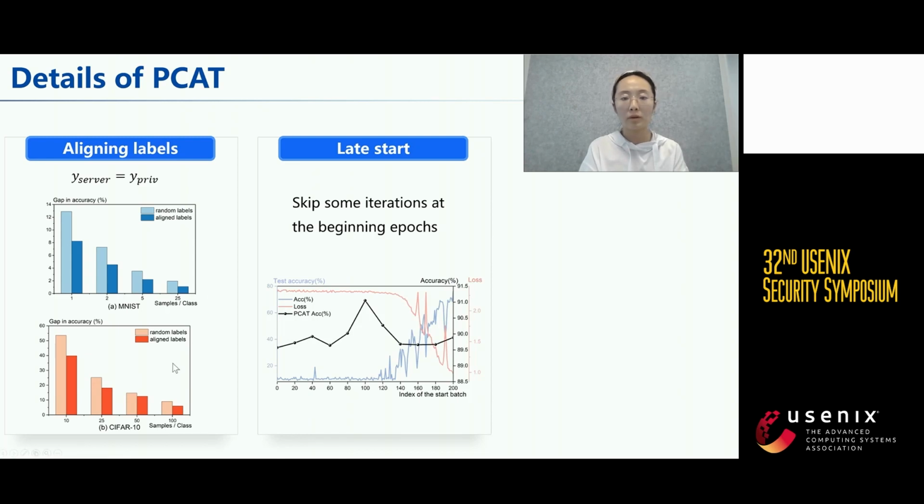Secondly, we employ a late start strategy, which involves skipping some initial iterations before the victim client starts to converge. This approach helps avoid misleading the pseudo-client. We have observed that selecting a more appropriate start point leads to better performance of the pseudo-client.